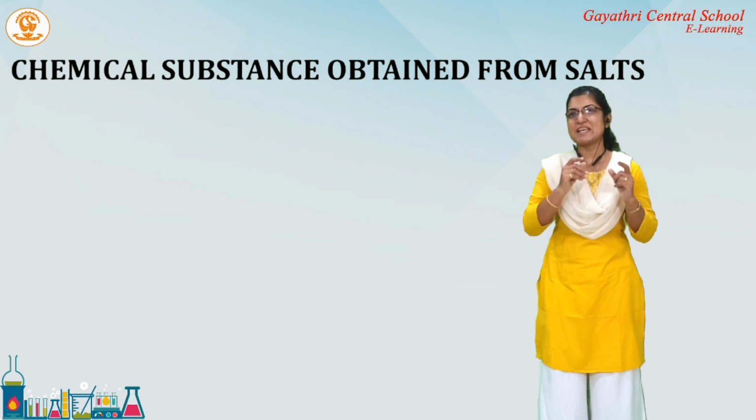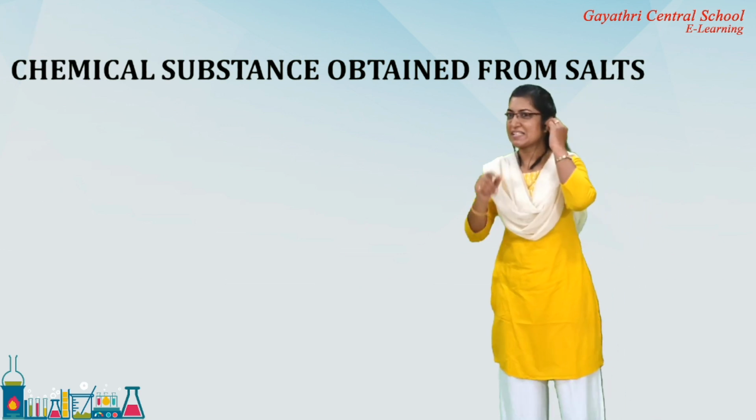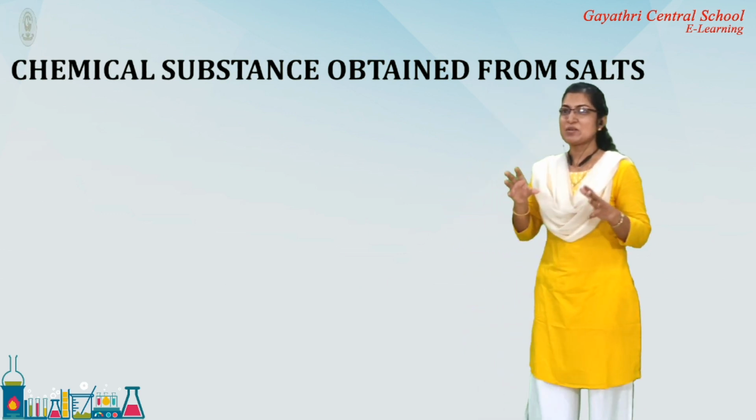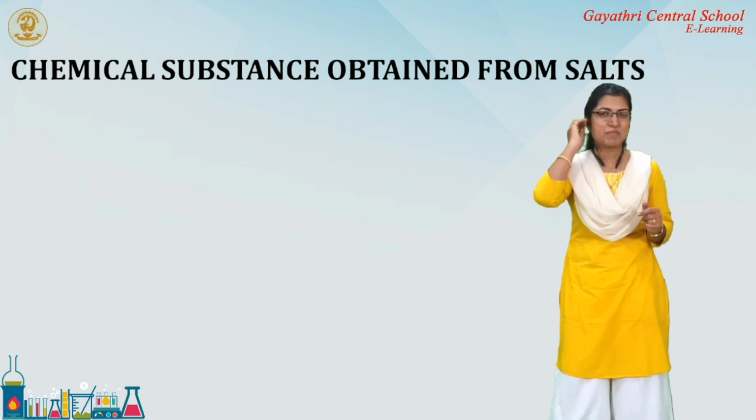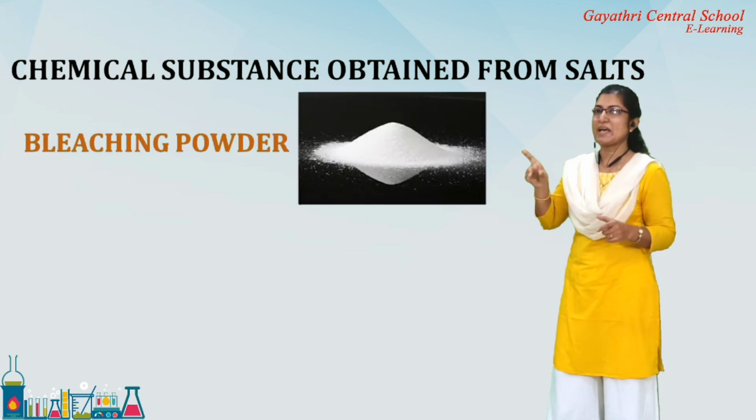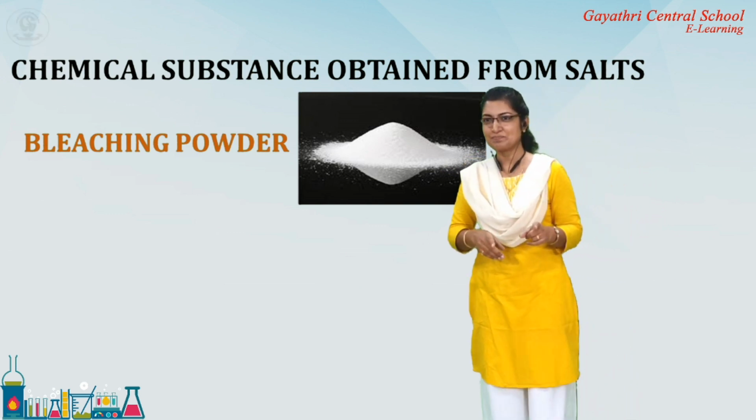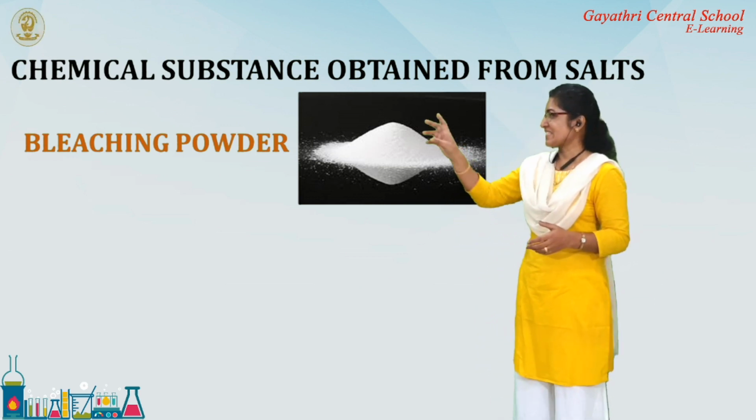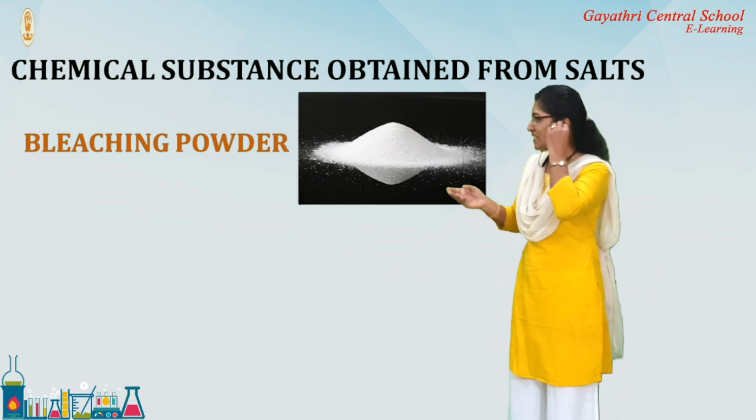From this salt, we are going to prepare a chemical substance. We will see what chemical substance can be prepared using one salt from the calcium family of salts. We are going to prepare bleaching powder. Have you heard of this term, bleaching powder? Yes, at your home also, for many purposes, for cleaning and all, you will be using bleaching powder.